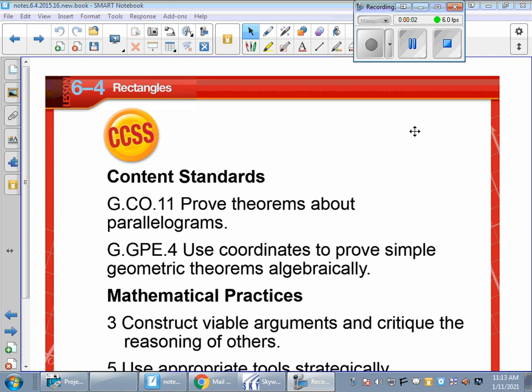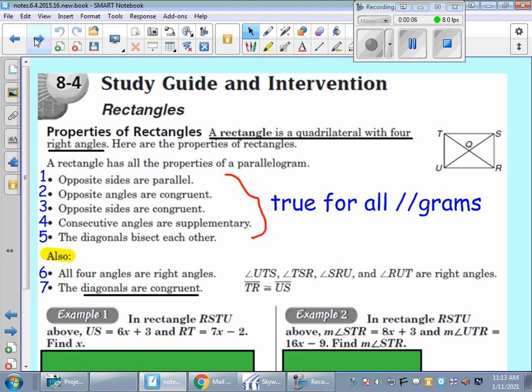All right, folks, here we go. We are moving on to 6.4, and we are talking about rectangles. So a lot of good information in here. To start off, we got to read through some of these things here.